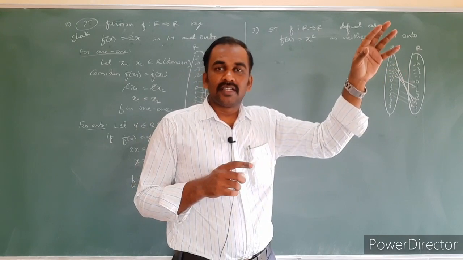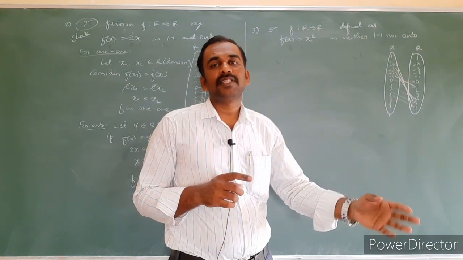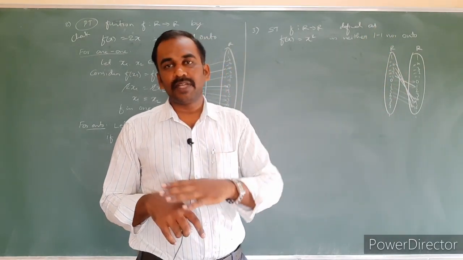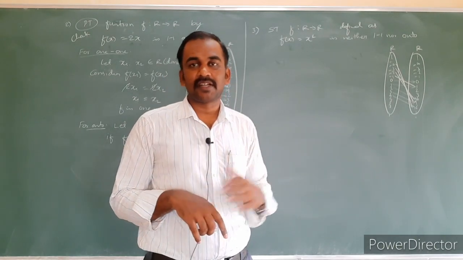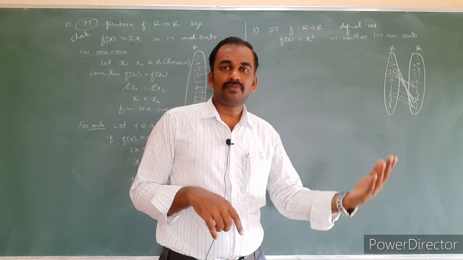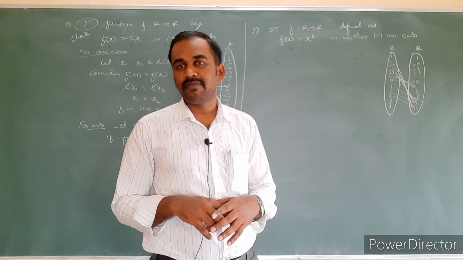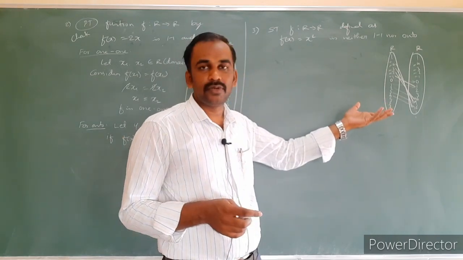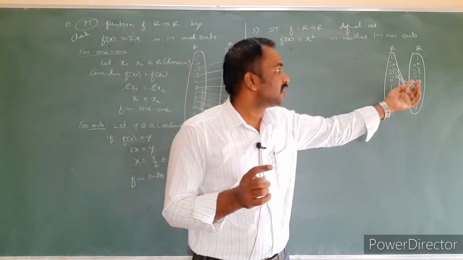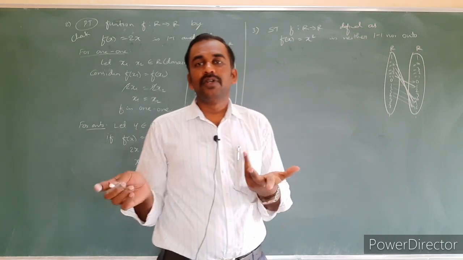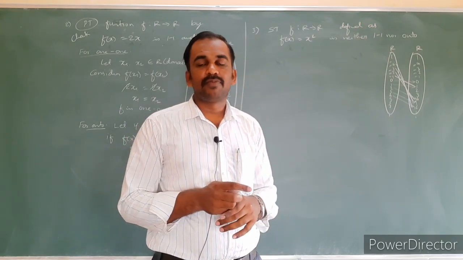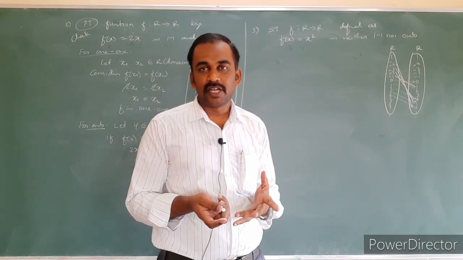Onto, by definition what? Every element from the codomain set has at least one pre-image. Do you have that? Every element from the codomain set has at least one pre-image? No. What are the elements which do not have pre-images? The negative real numbers do not have any pre-image, therefore it is not onto. Are you clear about this one?